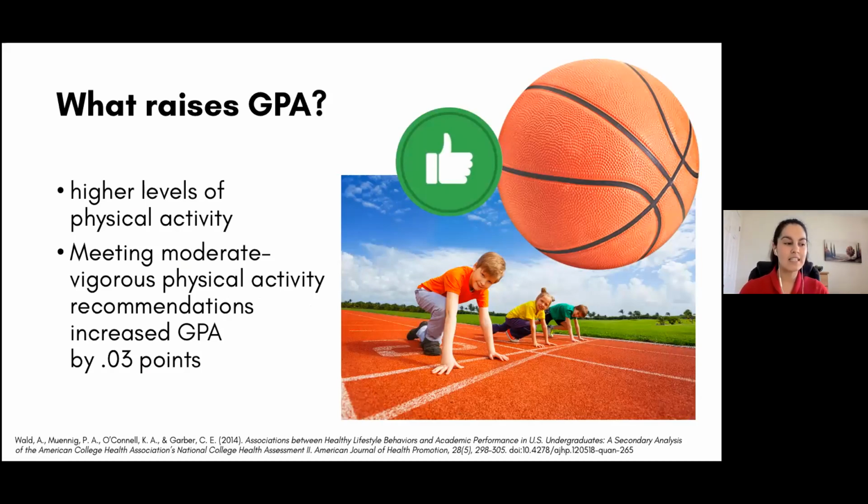And there was a study done on US college students. And in this study, they found that simply meeting the recommendations for their age group, they were able to increase the GPA by 0.03 points. I know it seems small, but think about all of these combined together. Now, what are moderate intensity physical activities and what are vigorous intensity physical activities?